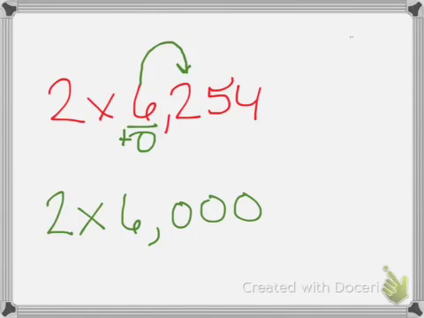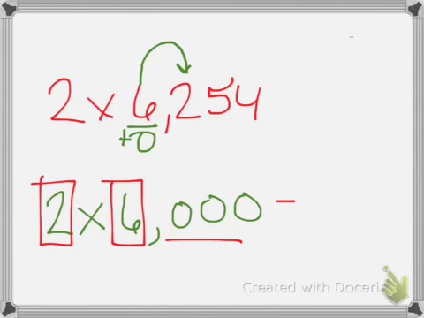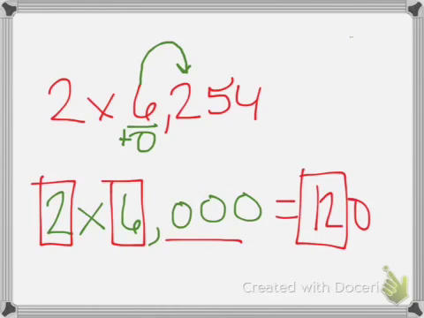Now this is just like yesterday. Now I'm going to box and underline. 2 times 6 is 12. And I'm going to add 3 zeros.